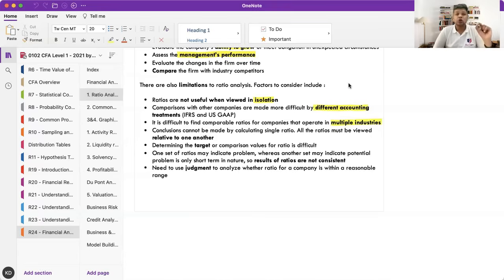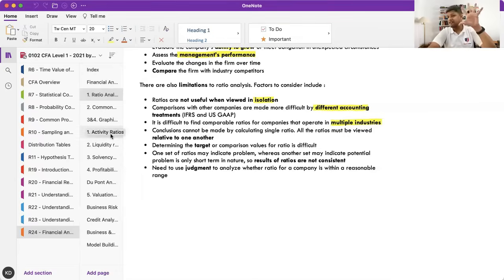And finally, there is no parameter that this should be the ratio. For example, debt equity should be 1 or debt equity should be 5. There is no specific objective, no specific target. So it relies more on individual judgment, and therefore there is a scope for error or misjudgment also. Clear, everyone? These are the pros and cons of ratio analysis. So now let's go and do ratio analysis.